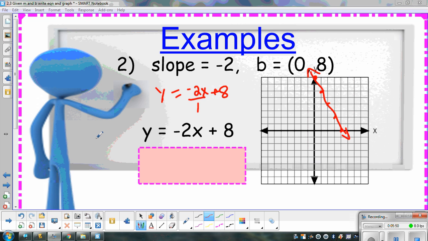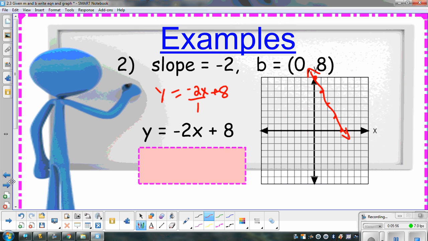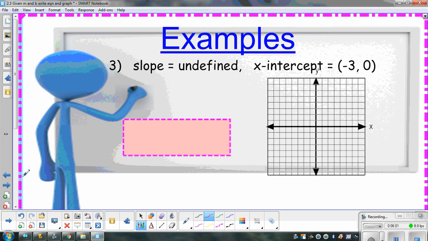Once you have that down, go ahead and move on to the next example. Sometimes we run into special circumstances, like here, where the slope is undefined and it has an x-intercept at negative 3, 0.